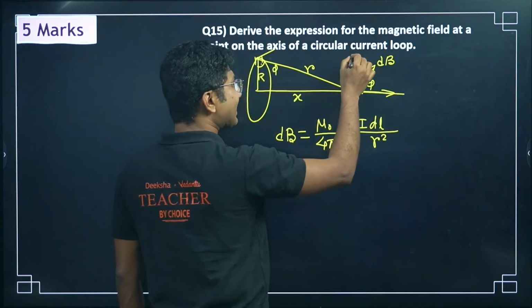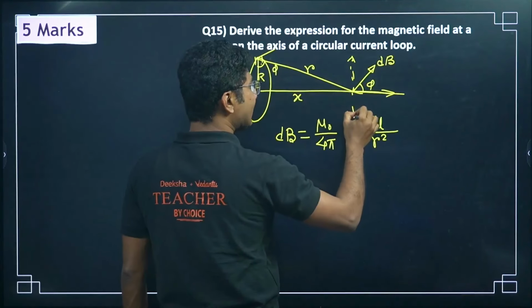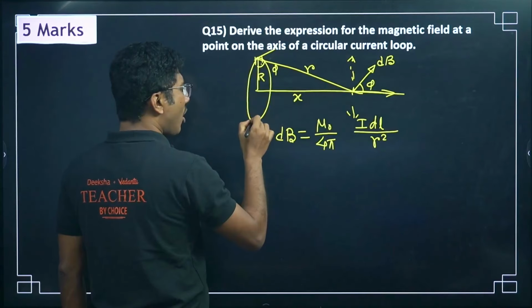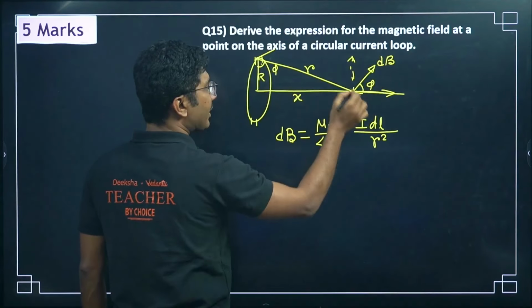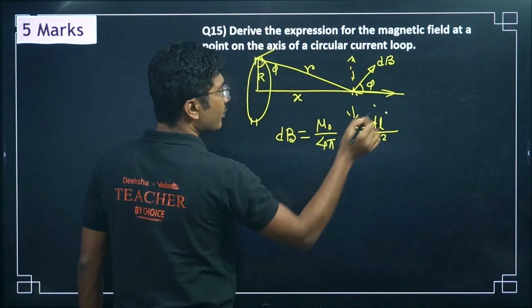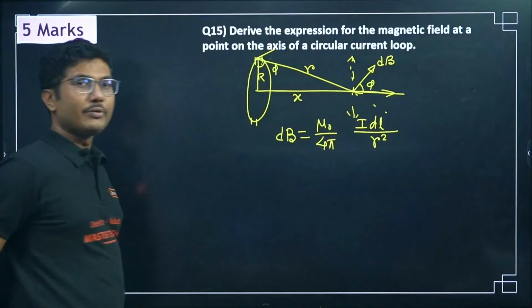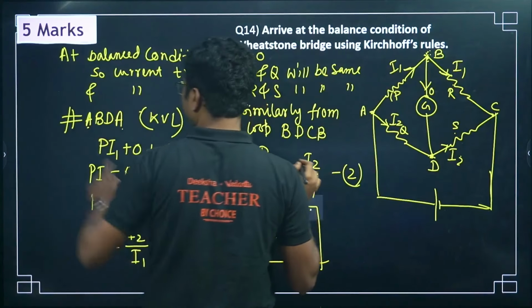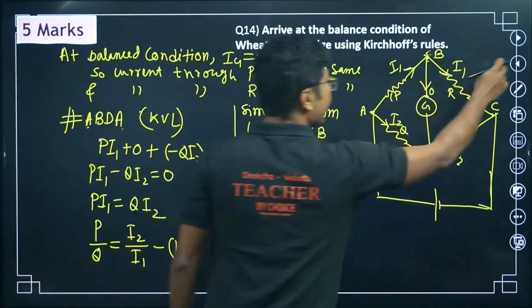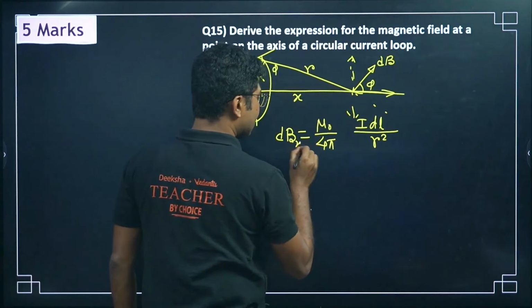Okay, so in this case the y component will be cancelled, because if you consider this dl and this dl both, then the dB because of this will be in the upward direction, and because of this it will be in the downward direction. So, the y component will cancel, only the x component will be there. So, only the x component you need to consider for this derivation. Okay. So, dBx you have to consider.